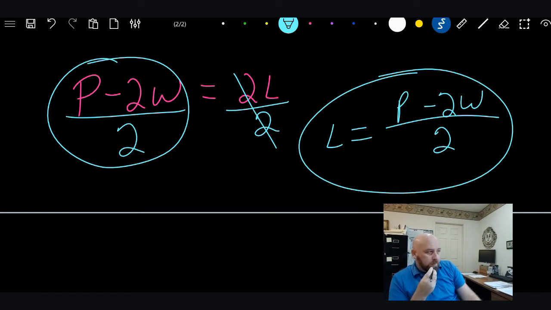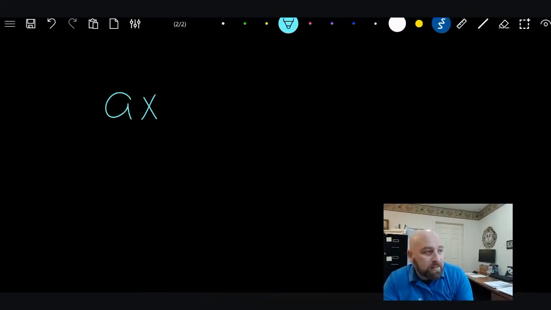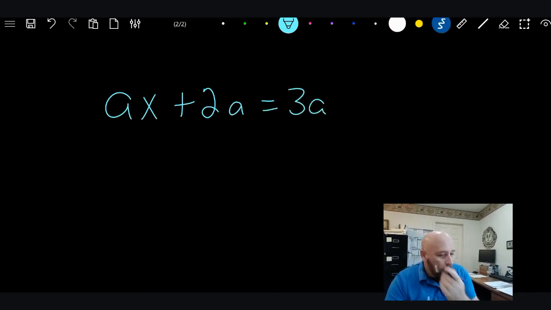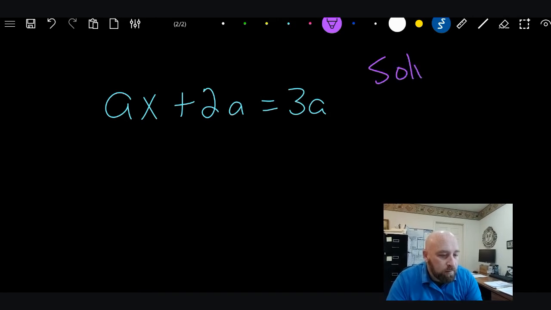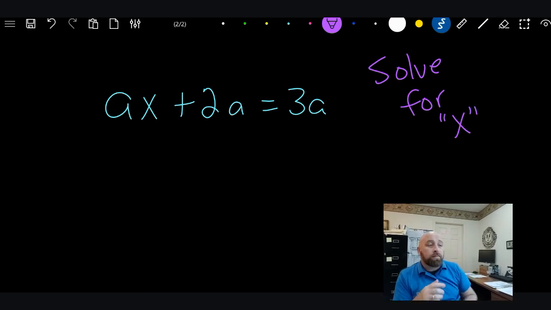Okay, really, to be honest with you, that's all there is with these. You just solve for the letter that you want to solve for, and you follow the steps of the equation. Let's do one more, and we'll kind of get an idea of this. I am in your book on page number 71. Let's do AX plus 2A equals 3A. And they want us to solve for X. Solve for X. Interesting. Ooh, this looks like it might be hard. Well, let's try it and see what happens, okay?